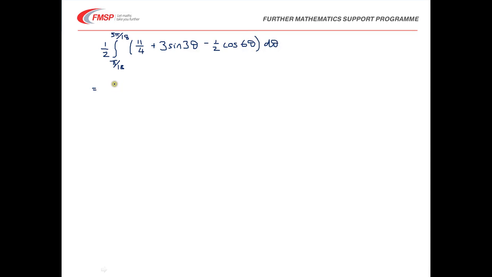Okay, integral of 11/4 is 11/4 θ. Integral of sine 3θ is minus cos 3θ. Just check that: if I differentiate that, I'll get 3 sin 3θ, minus 3 sin 3θ, and I want plus 3 sin 3θ, so I need the minus sign in there. Integrating cos gives me sine, so that will be sine 6θ. If I differentiate that, I'd get 6 cos 6θ, and I only want a half, so I need minus 1/12 in there. And I'm evaluating that between π/18 and 5π/18.